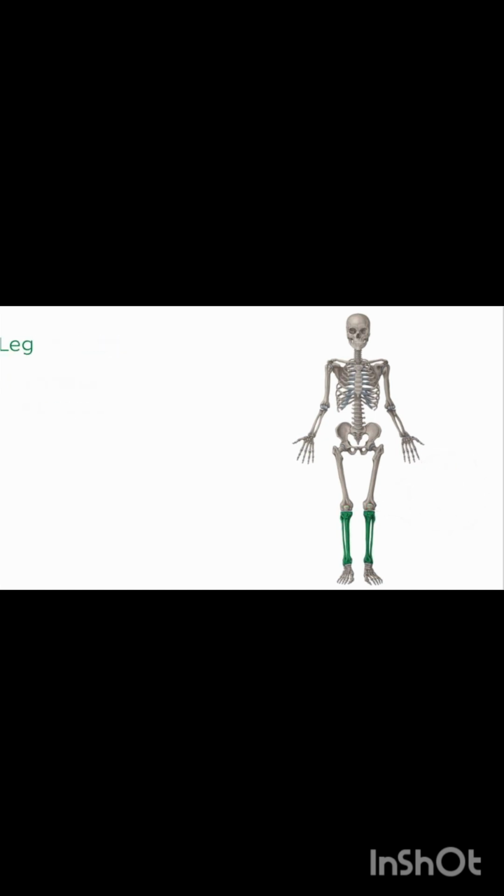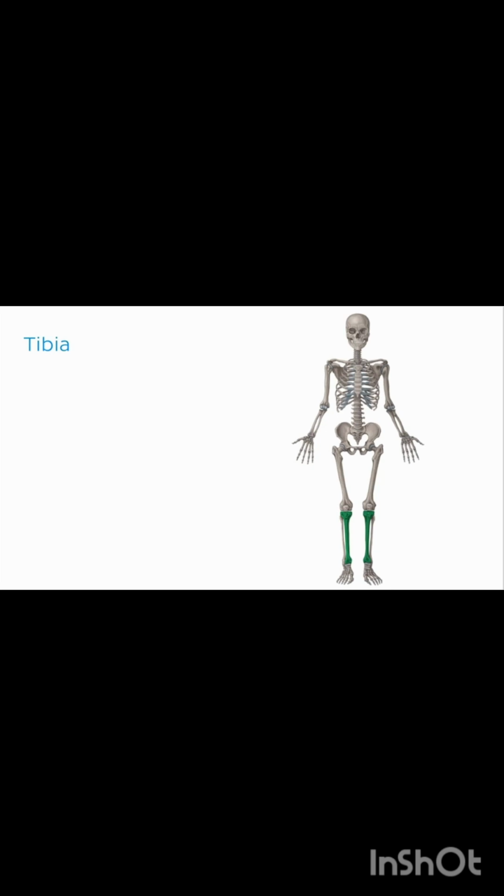The leg, which is the region between the patella and the foot, has two long bones, the tibia medially and the fibula laterally. First we'll look at the tibia. The tibia is wider than the fibula, and as we saw, it articulates with the femur. The tibia is more commonly known as the shin bone.